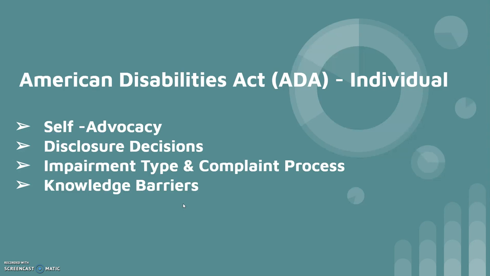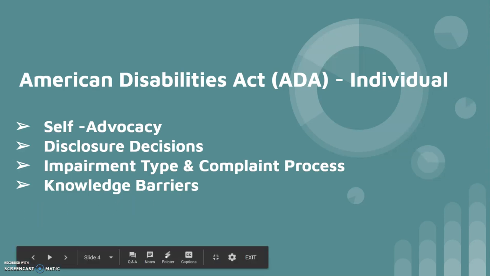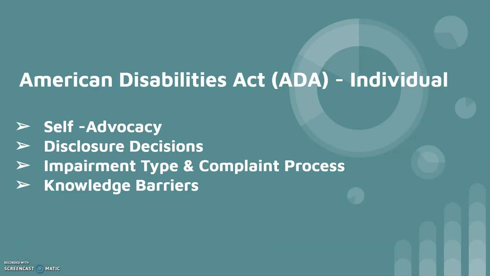Disclosure decisions. Knowledge of the ADA facilitates the decision to disclose one's disability status. The evidence shows that a person is more willing to disclose when they are aware of their legal rights. Conversely, people who are less aware of their ADA rights are less likely to disclose. From an impairment type and complaint process, people with cognitive impairments experience barriers while filing formal ADA complaints to the EEOC due to the lack of knowledge about the complaint process.